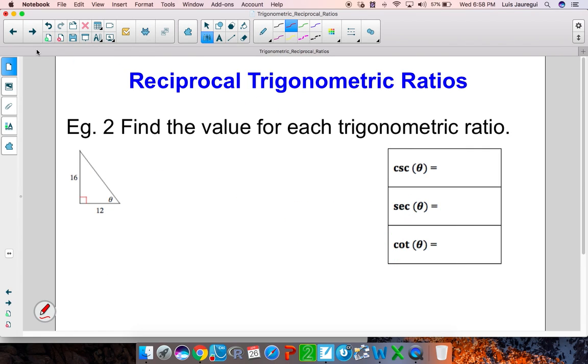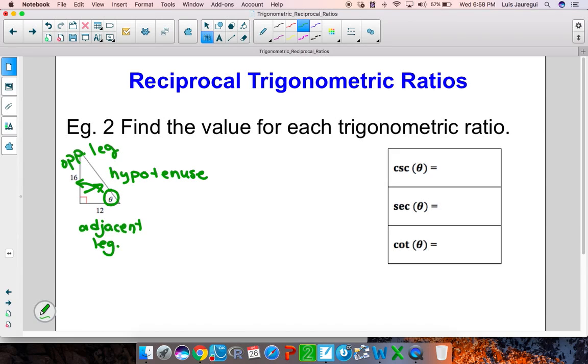Example 2. Find the value for each trigonometric ratio. Okay? One more time here, I'm going to circle my theta and label the parts here. So the leg across from it, it's what we refer to as the opposite leg. Okay? The one that we use to form that particular angle is what we call the adjacent leg. And the side right across from your 90-degree angle is what we refer to as the hypotenuse.